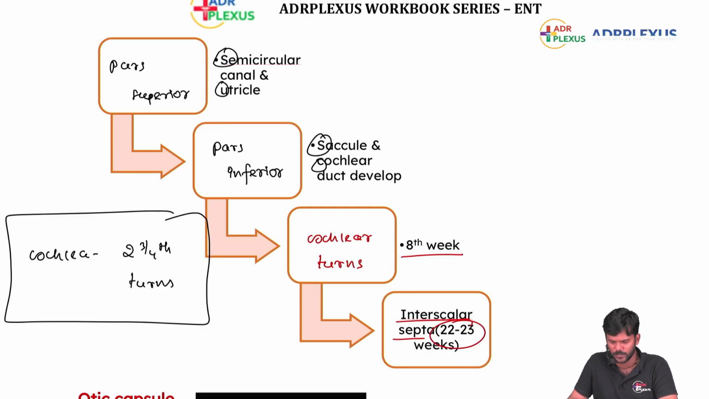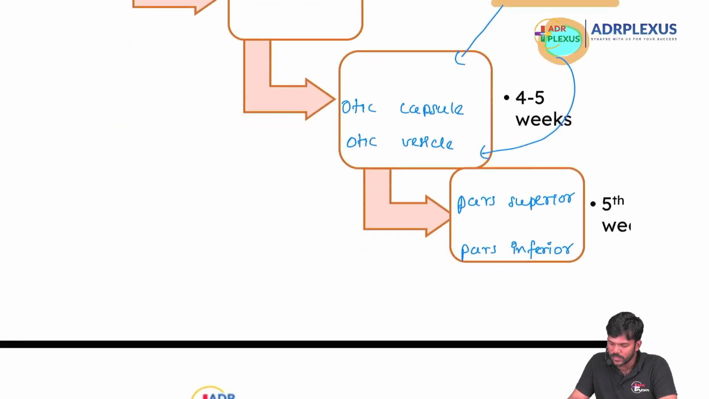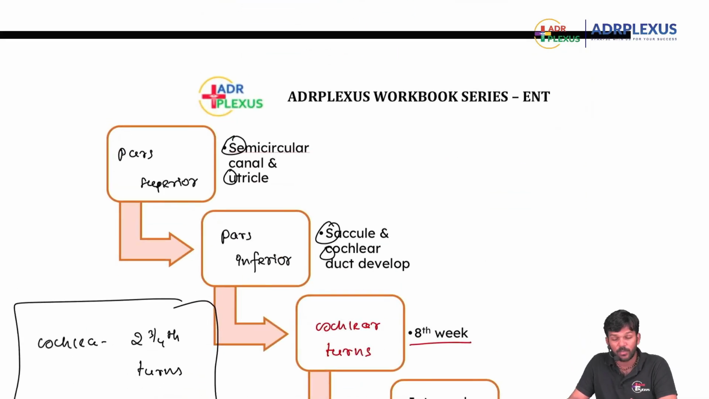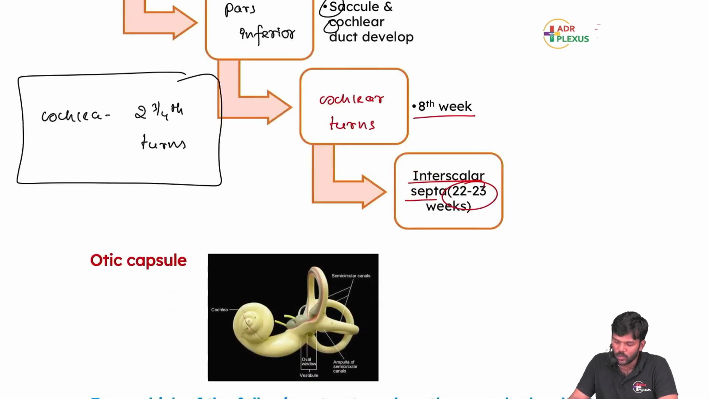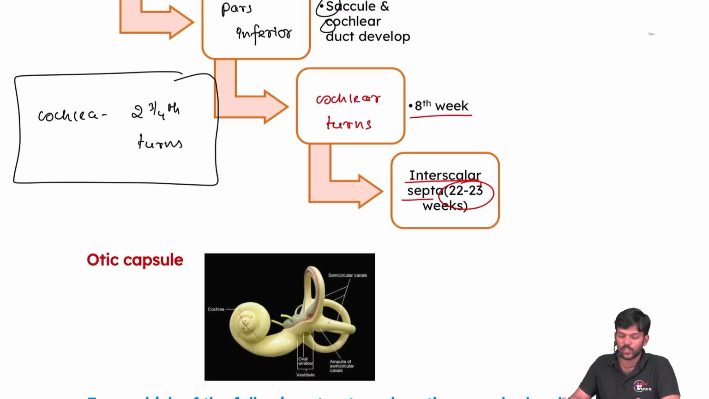Understood? Yes. So that's about the otic vesicle. The otic vesicle slowly develops into pars superior and pars inferior. Pars superior has a distinctive development, and pars inferior has a different development. Then the cochlear turns, then the interscala septa by 22 to 23 weeks of gestation. This 22 weeks and 8th week were not asked previously, but if you want to learn embryology, these are the basic things that you should definitely know. I'm hopeful that if you read this workbook, whatever questions they ask in your upcoming exams, you will definitely answer them.